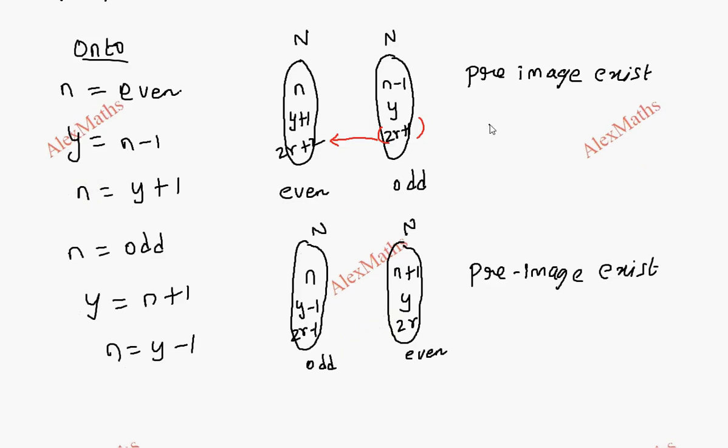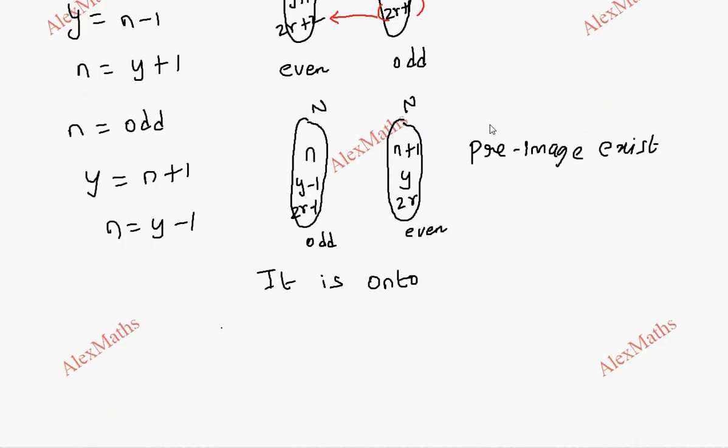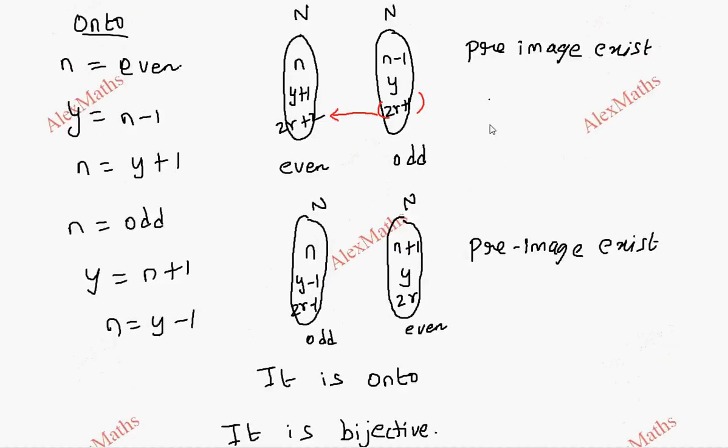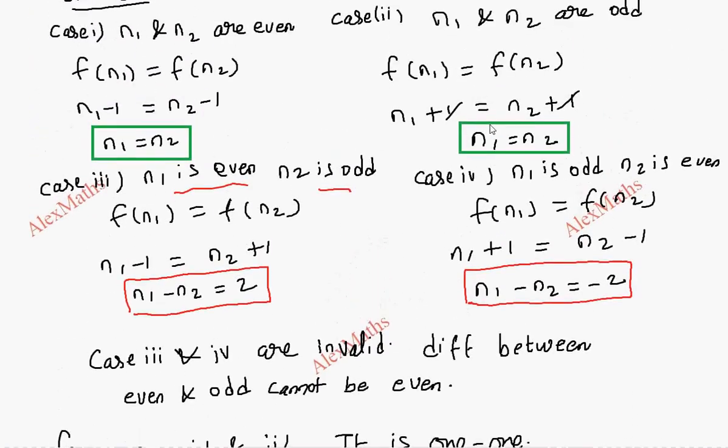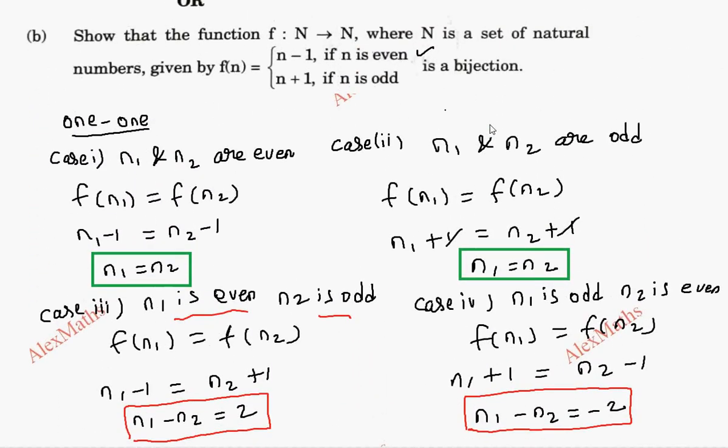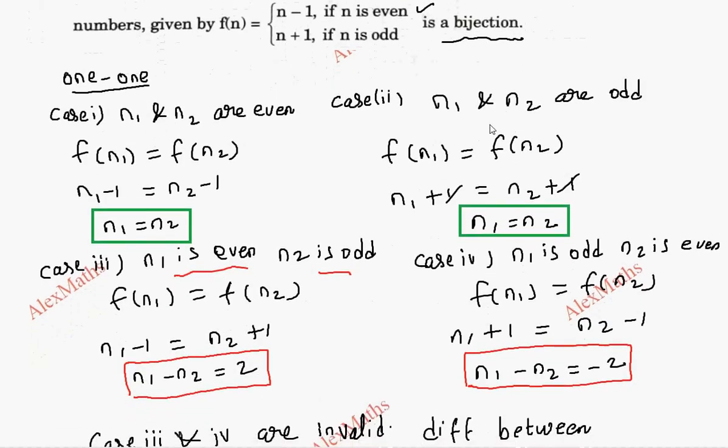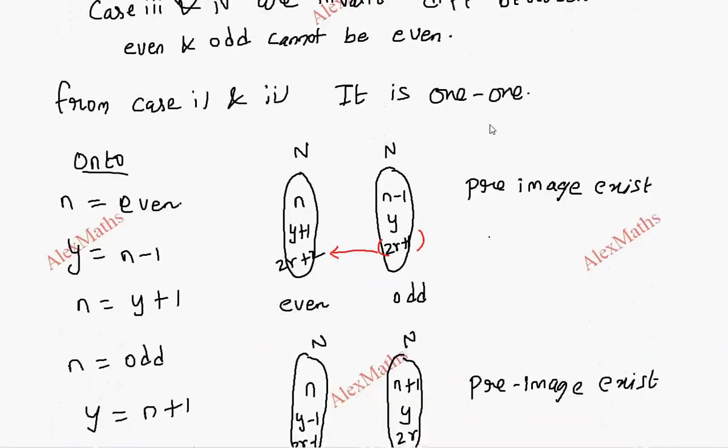So from this we can conclude it is onto. Since it is one to one and onto, it is bijective. The question says show that the given function is bijection. So bijection or bijective both are the same. So we have to prove it is one to one and onto.